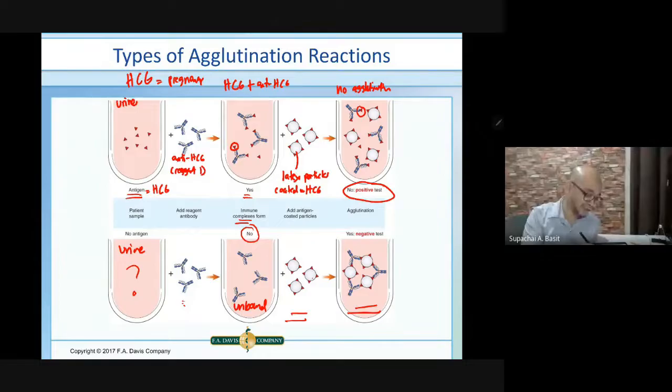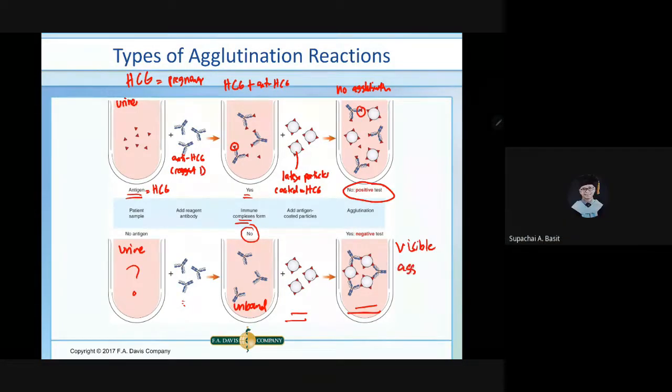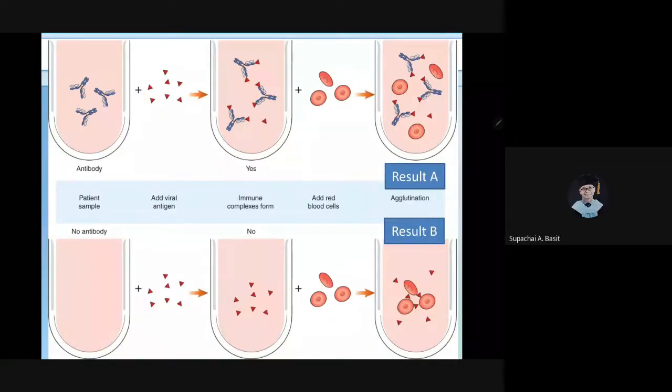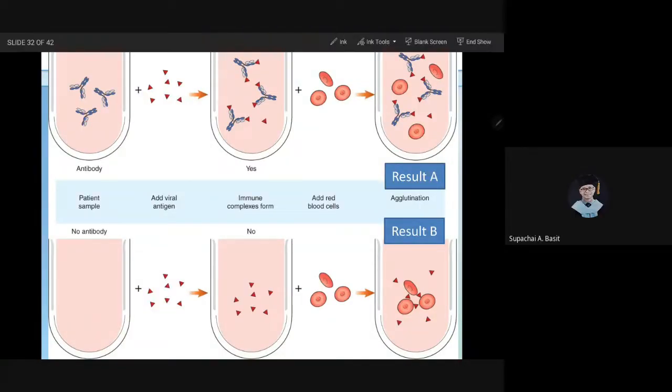So here, you'll be able to see visible agglutination. However, the visible agglutination that you are seeing here is an indicator of a negative reaction because, in the first place, this patient doesn't have any HCG in the urine. Okay, I hope that's clear, huh? This is an example of agglutination inhibition.